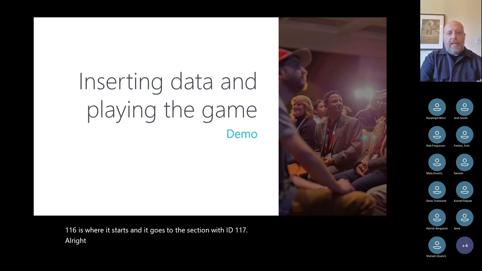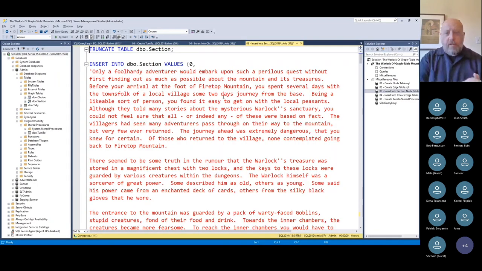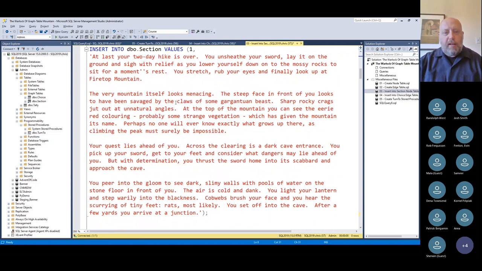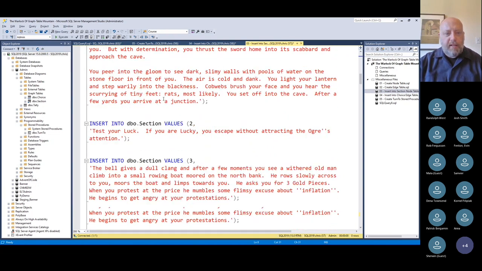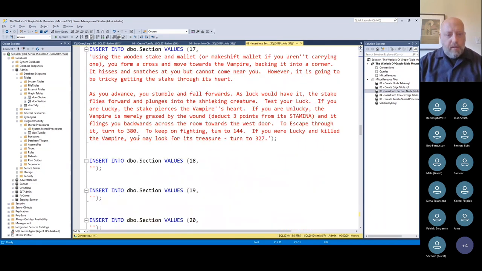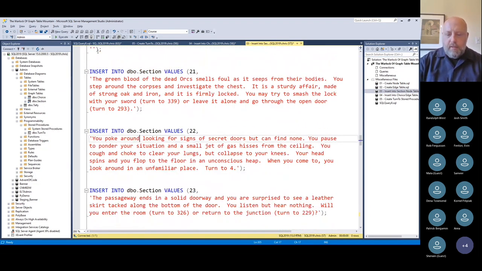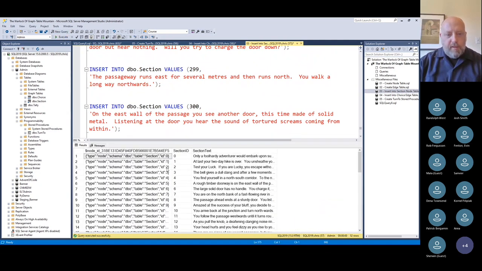But let's jump over to Management Studio and show you how the code works of the game. So the insert into the section is very, very easy. Remember, we just have the ID and the text. So I found a PDF of this, ran it through OCR, and dropped it into my SQL. And we can see very simple inserts. Jump to the end, we can see what those look like.